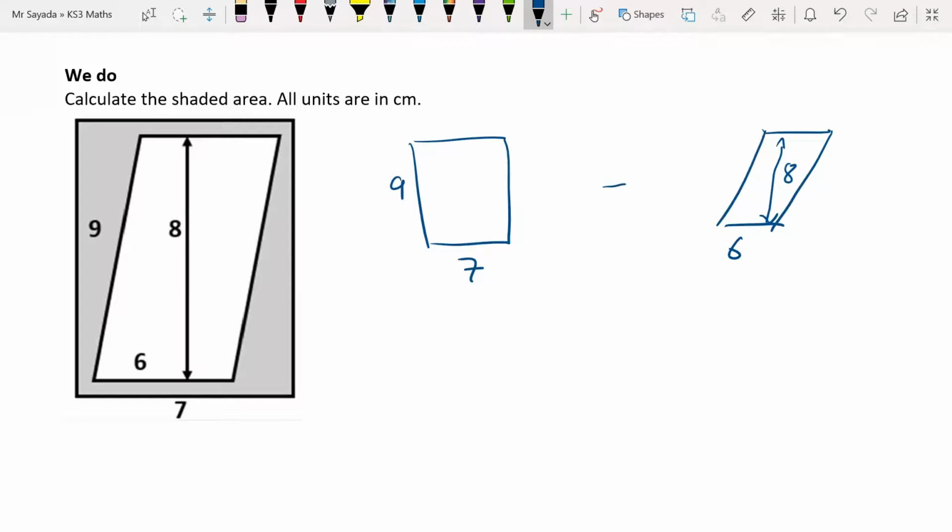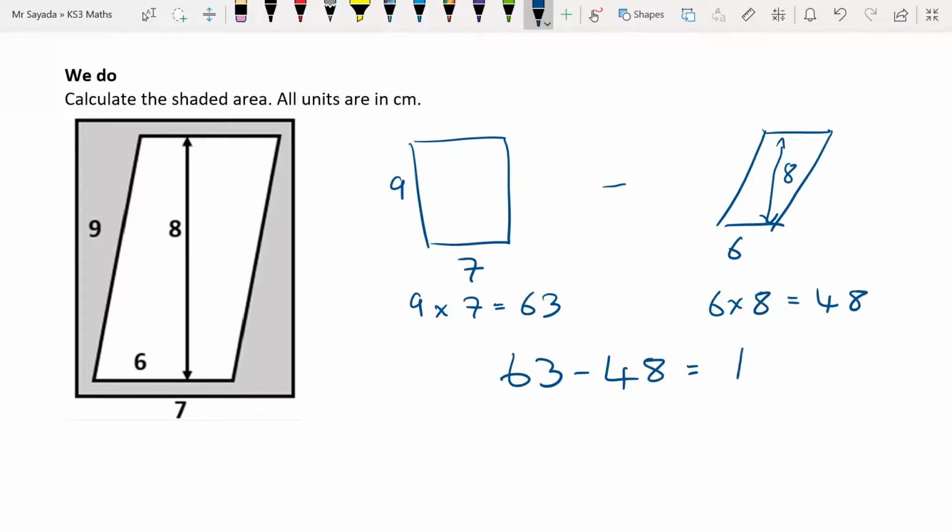What's the area of the rectangle? Say your answer to the video now. The area of the rectangle is 9 times 7, which is 63. What's the area of the parallelogram? Say your answer to the video now. Should have said 6 times 8, which is 48. So we now need to find the difference, 63 minus 48, which is 15.